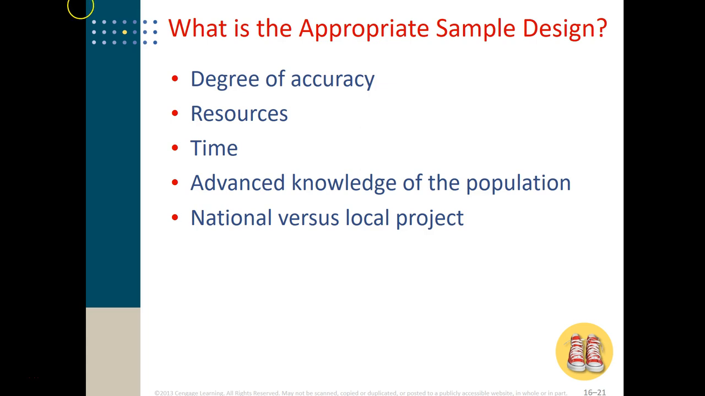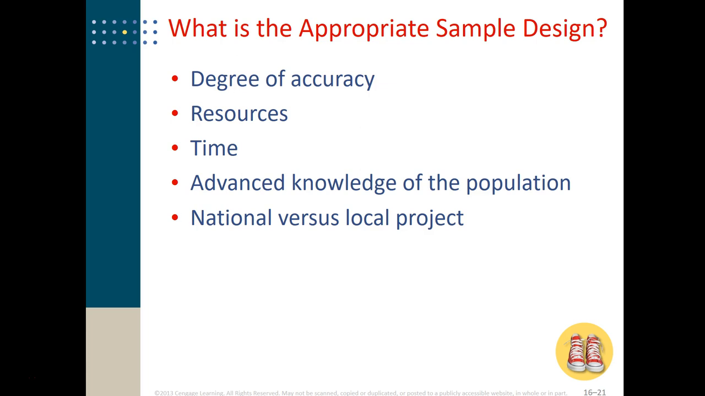Then resources and time are also critically important in determining a sample design. For example, if a master's student is doing a master's thesis, probably a stratified sampling or multi-stage area sampling will be too expensive and too time consuming for him. So in that case, these master's students will probably choose convenience sampling or judgmental sampling or purposive sampling.